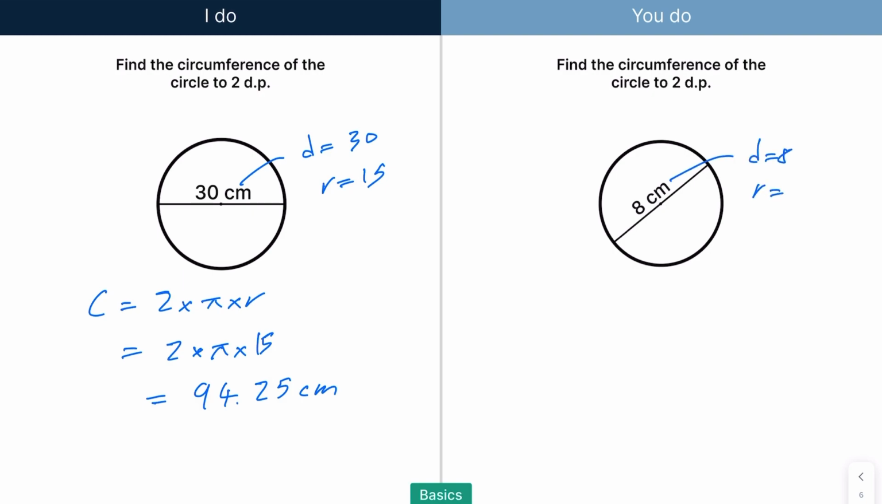So the diameter is 8, the radius is 4, the circumference is 2 pi r, which is 2 times pi times 4, and that to two decimal places becomes 25.13.